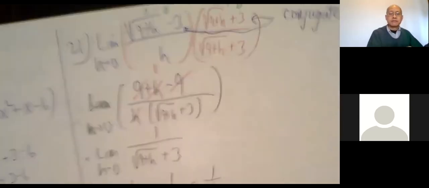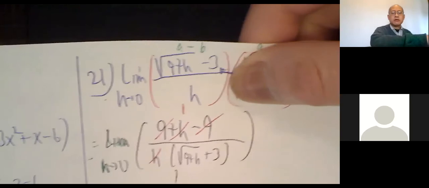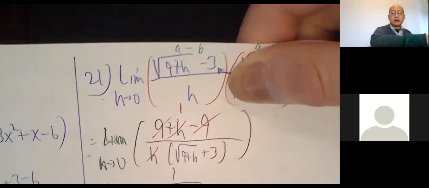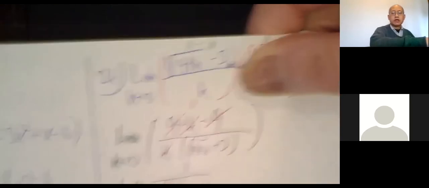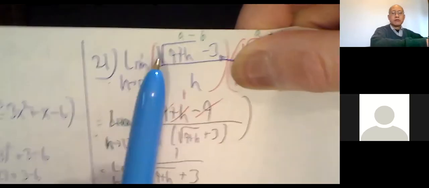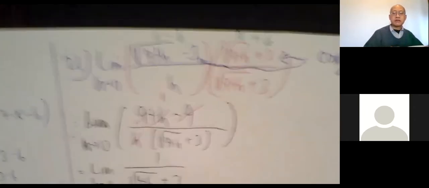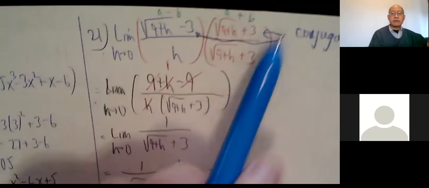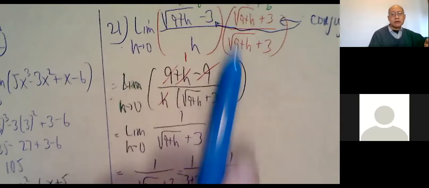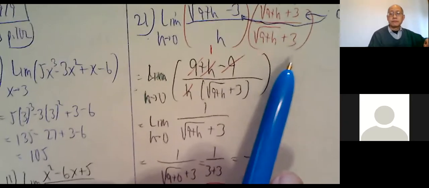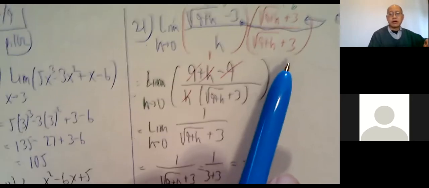Let me raise it up. Again, the original was all in blue. Stuff that I put new is in different colors, like red or green. So again, you multiply by the conjugate of the numerator, which is radical 9 plus h plus 3, top and bottom, of course. Whatever you do in the top, do in the bottom. Remember, when I put this extra factor here, you're really multiplying by 1, and when you multiply by 1, you don't change the value of the expression.